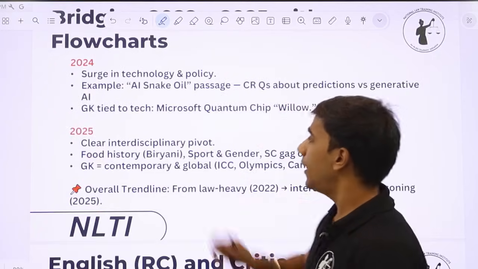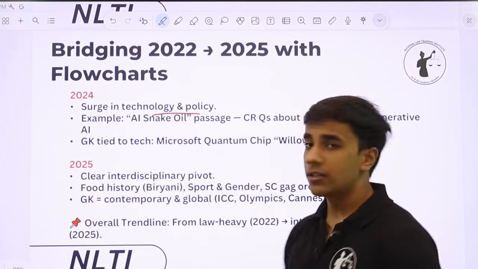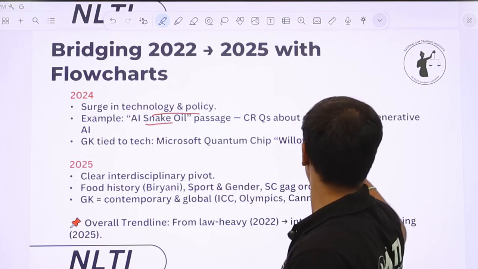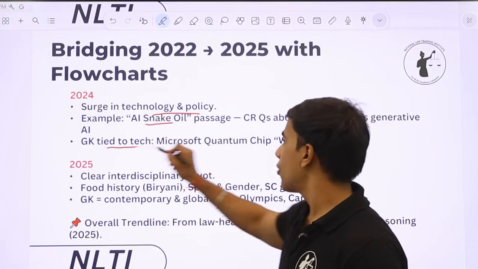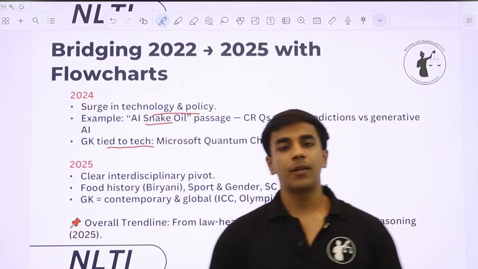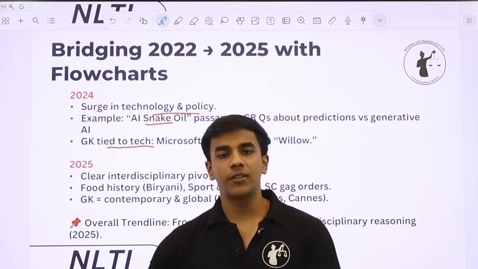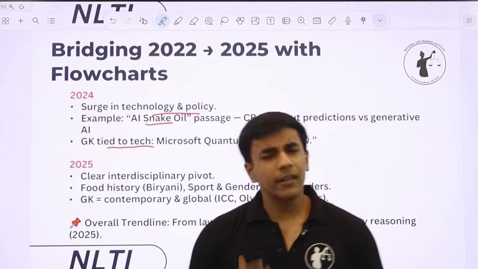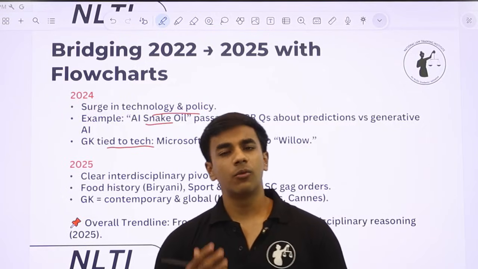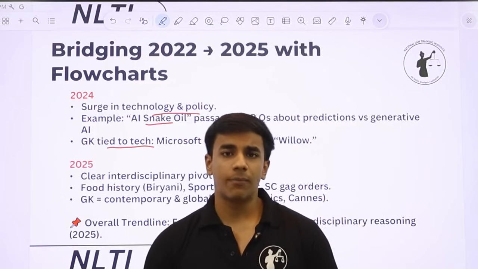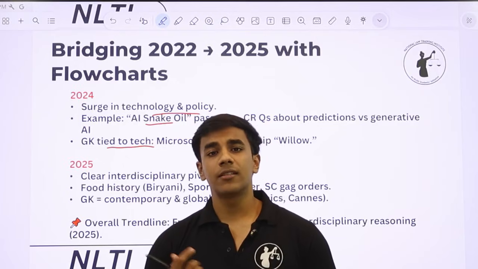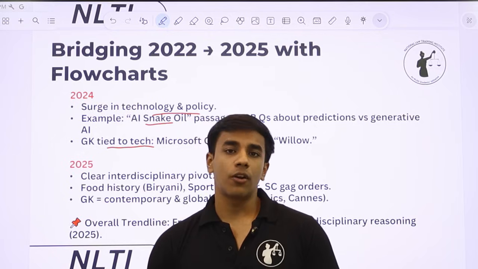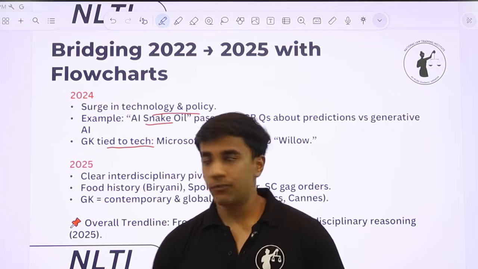Now 2024 May, there was a surge in technology and policy related passages. For example, the AI snake oil passage, there was a question about prediction versus generative AI, and the GK was also tied to tech. So again, very contemporary news आने लगी. There was a shift away from static GK because NLS realized that static GK will help no one. It hardly matters what happened in medieval history or what happened in ancient history, but what matters is that people know what is happening currently around the world, because this event or news will have ramifications for the coming few years.